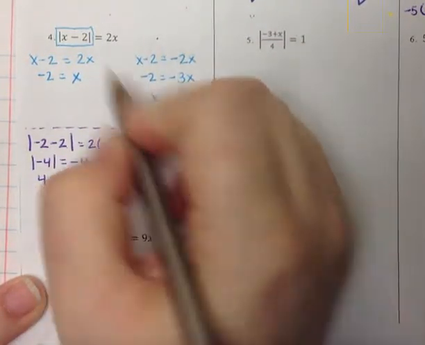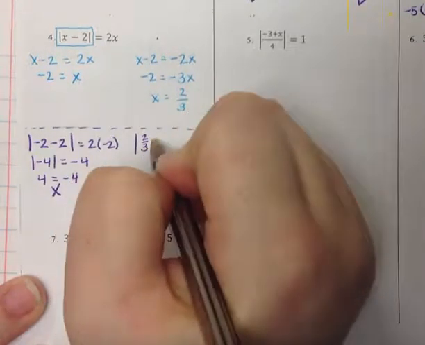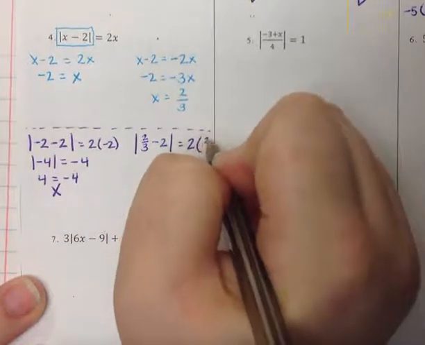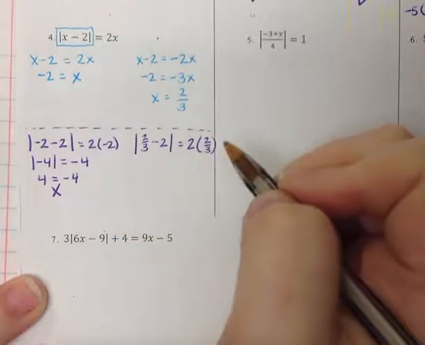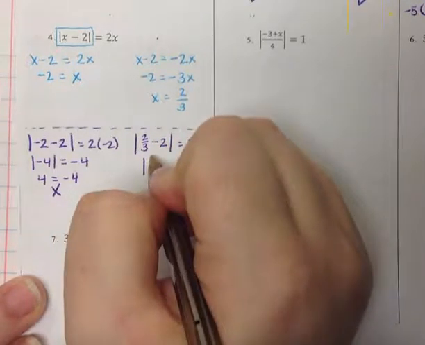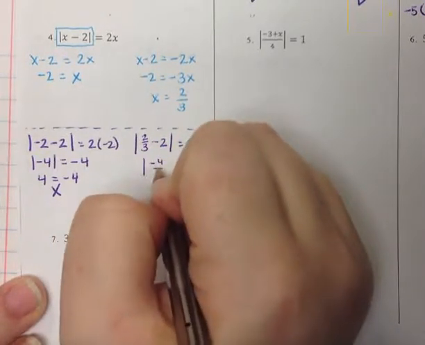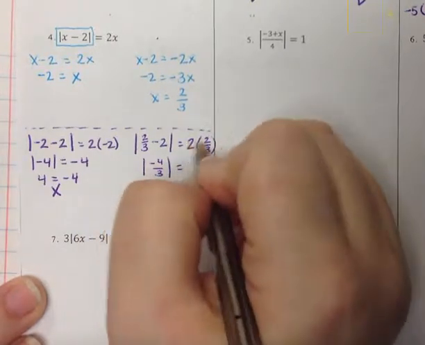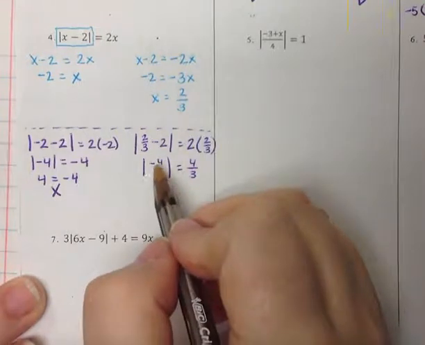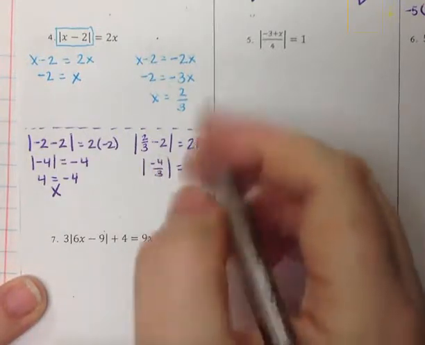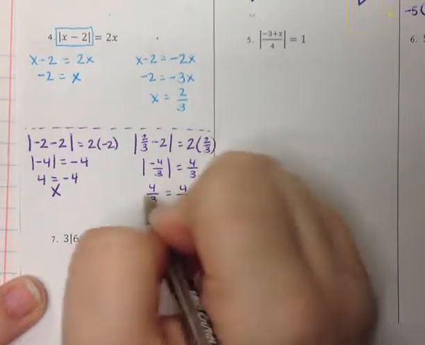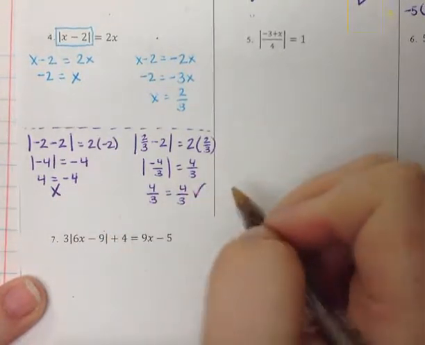The absolute value of 2 over 3 minus 2, absolute value, is equal to 2 times 2 over 3. 2 over 3 minus 2 is a negative 4/3. And 2 times 2 over 3 is a positive 4/3. Negative 4 over 3, the absolute value of this negative 4 over 3 is a positive 4 over 3. We have a positive 4 over 3. These are equal. Therefore, this one is good.